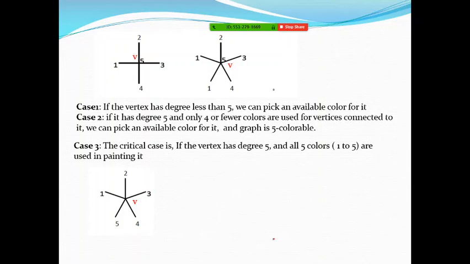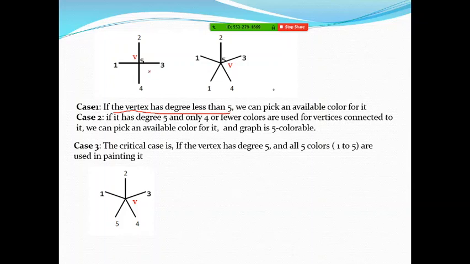Your background is, there was a graph G, and there is a vertex V. Without V, every vertex is assigned a color from 1 to 5. Now the point is only for V. Now there are possibilities. The first possibility is if the vertex has degree less than 5, because the lemma says that degree should be less than or equal to 5. Suppose degree is less than 5.